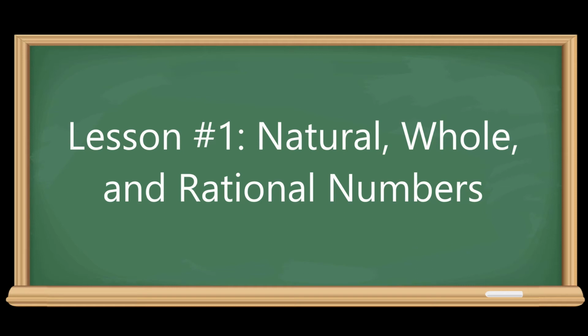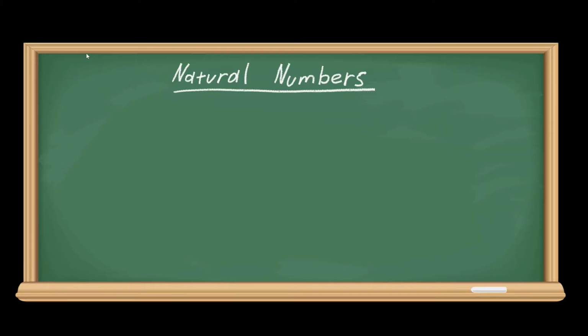Hello everyone, and this is Mathematic, and in this lesson I will talk about natural, whole, and rational numbers. Alright, so first let's discuss what are natural numbers. A natural number is just a positive integer, like 1, 2, 3, 4, 5, and so on.